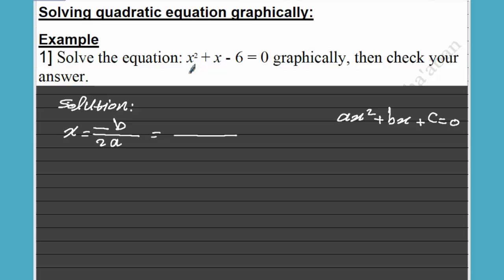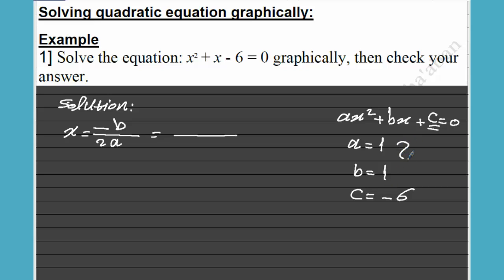Here, what is the coefficient of x squared? So a equals 1. What is the coefficient of x? What is the value of b? Also b equals 1. What is the absolute term? The absolute term here is 6, so c equals negative 6.